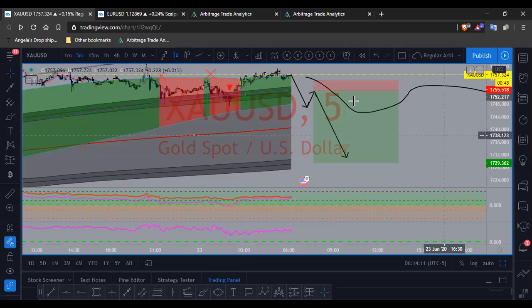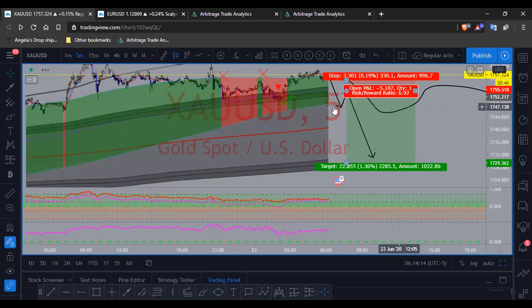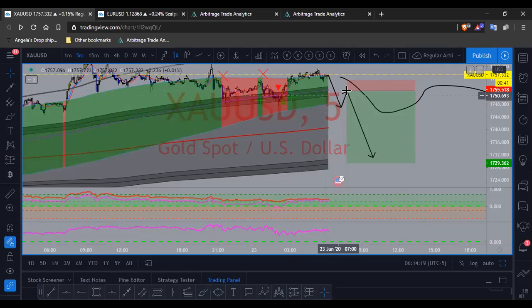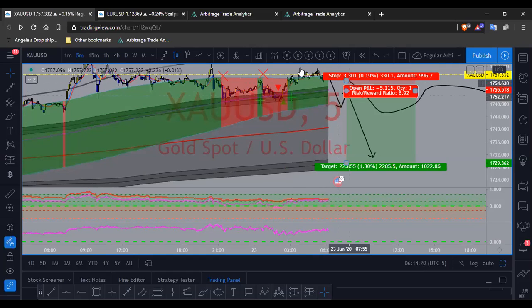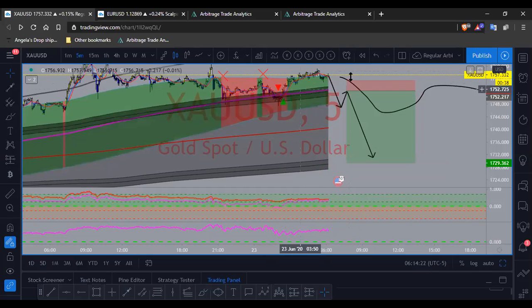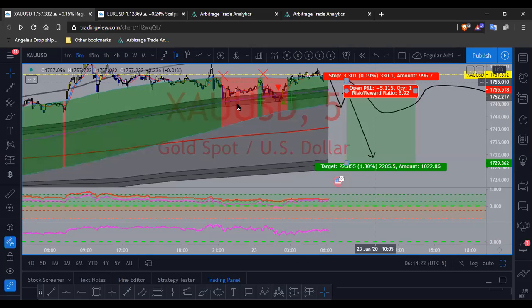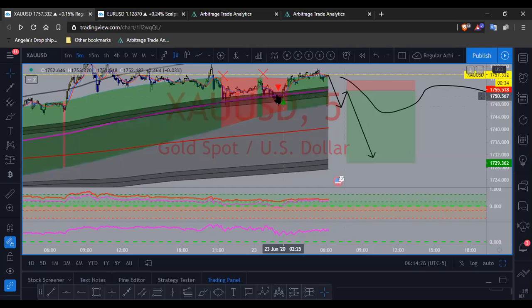Now that's only if we get the break and retest and price respects the RSI line, and doesn't pull back and try to fake us out like how it did right here. That's the number one thing I'm watching for. So yeah, going to be watching for that on gold.